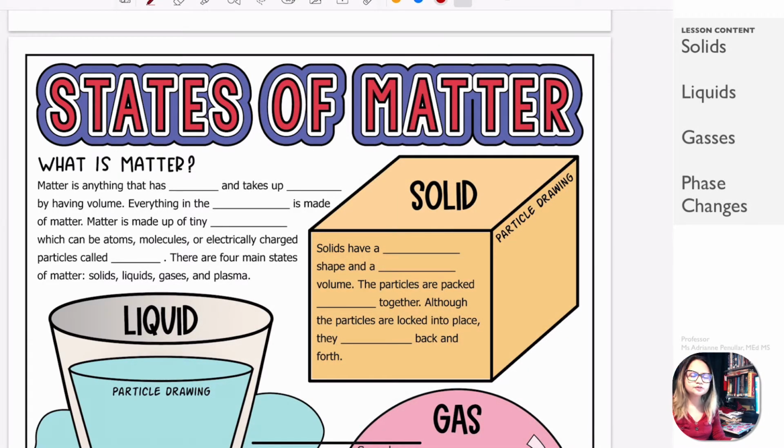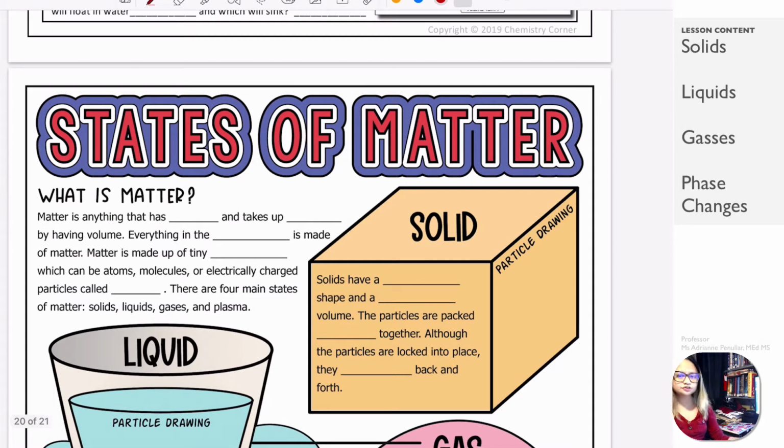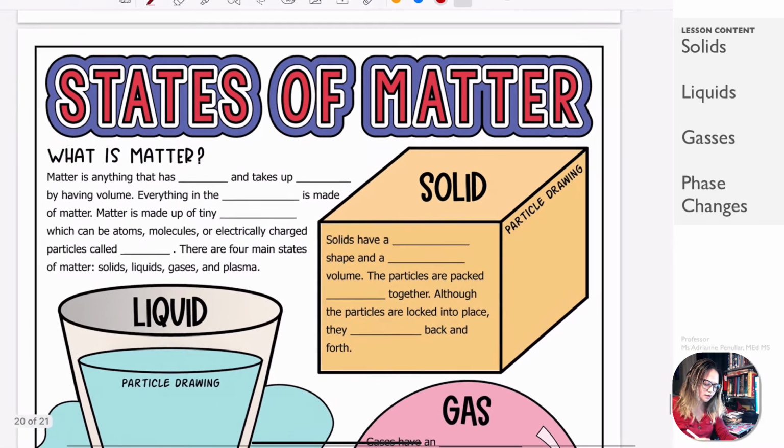Hey everyone. So in this lesson, we're going to be talking about states of matter. We have spoken about mass, we have spoken about volume, then density. Now we're going to be talking about states of matter such as solid, liquid, gas, and plasma. Okay, so let's go ahead and regroup a little bit and decide what is matter.